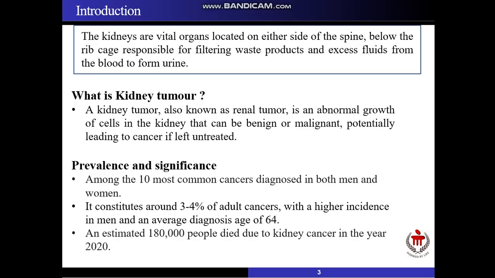As we all know, the kidneys are vital organs located on either side of the spine below the rib cage, and they are responsible for filtering waste products and excess fluids from the blood into the urine. So they are a very important part of our human body. Now, a certain kind of malignancy, also called a kidney tumor, is also referred to as a renal tumor. It is basically an abnormal growth of cells in the kidney. These cells could be benign as well as malignant, and if left untreated, they can lead to a lot of fatalities among human beings.